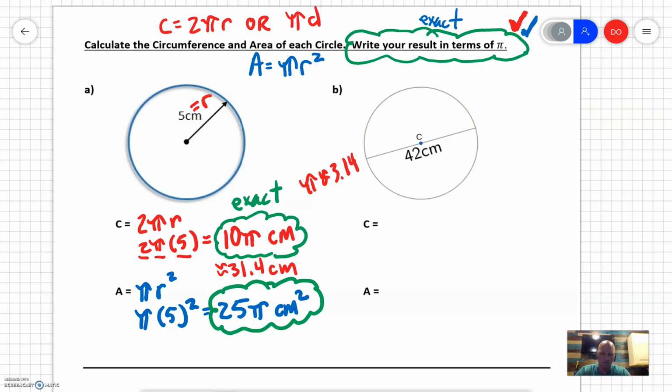Okay, for part B, the only thing I want to talk about, because I think you guys can handle this from here on out, just make sure that if you're given the diameter, notice on this question I was given the diameter at 42, you're well aware that the radius is half of that, so the radius you would use is 21 centimeters. You can use 42 to come up with the circumference, because you can do pi times diameter, so the circumference would be 42 pi centimeters. But just be well aware when you're calculating that area, the value you're going to use is 21, not 42.